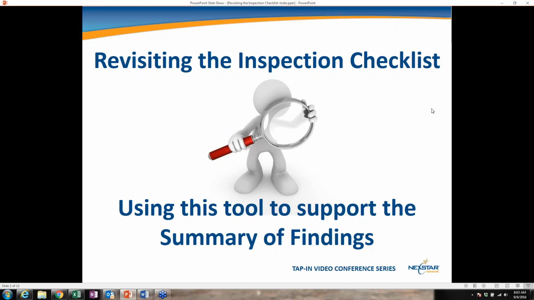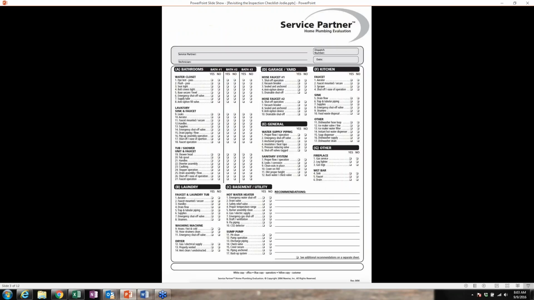One of the best tools that we have is the inspection checklist. I put up an example of the service partner checklist, and you can find these on the Nexstar site. We have service partner evaluations for electrical and HVAC. This one happens to be plumbing. The purpose of the call today is not to dissect the checklist, but how this fits into the scheme of the call.